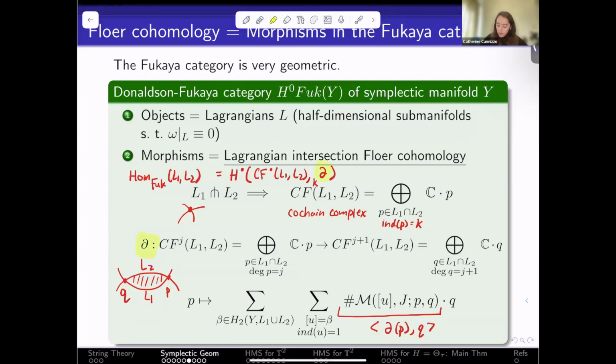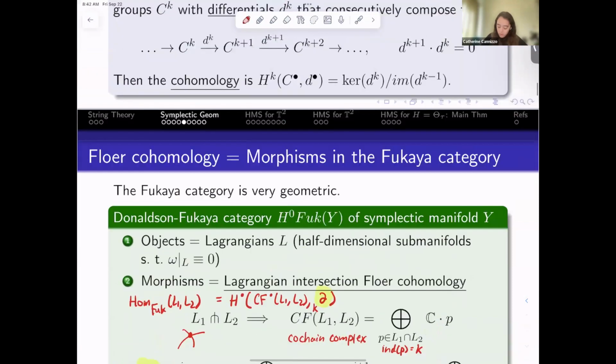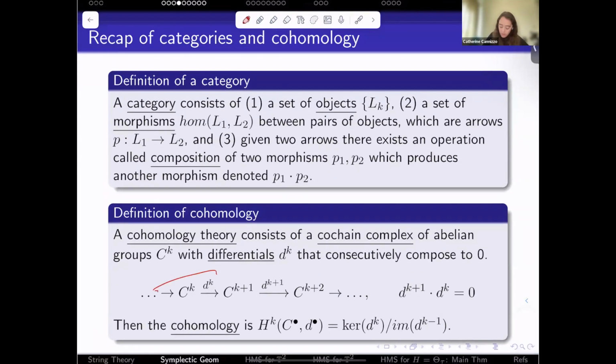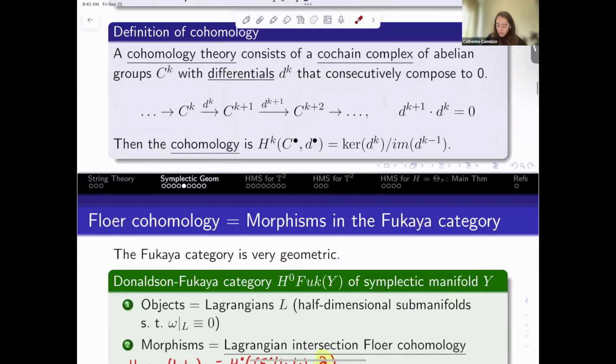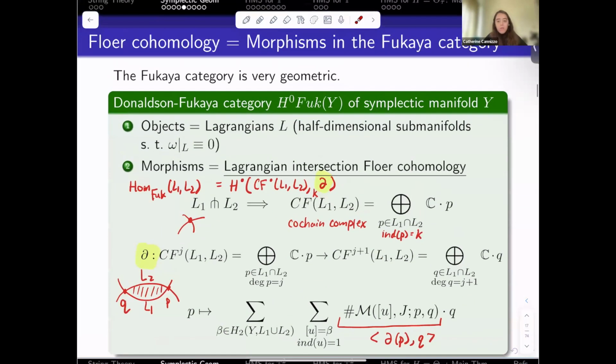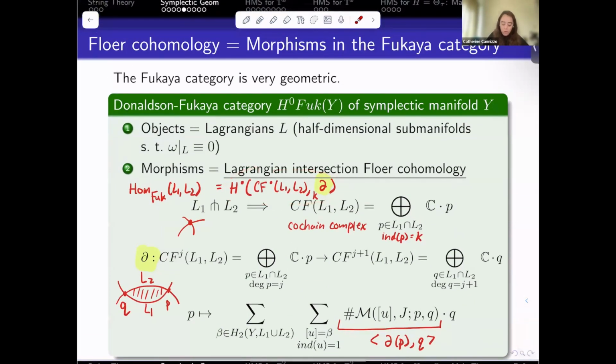If you remember, we have these differentials, and we take the kernel modulo the image. That quotient forms the morphism. So the morphisms are actually graded again by this degree.